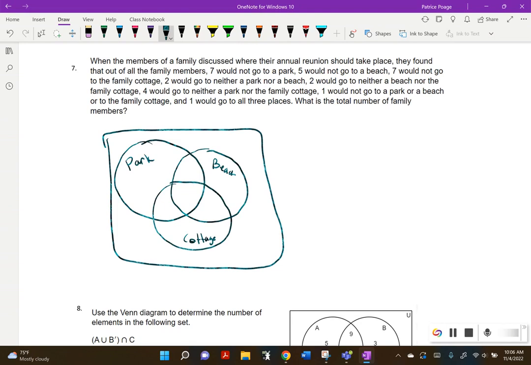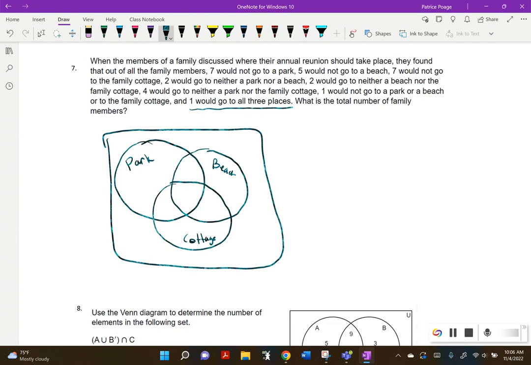And it didn't tell us how many. It says 7 would not go to a park. So that means if you completely cover up park, the other 4 would add up to 7. Can't do that. 5 would not go to a beach. So if you completely cover up beach, the other 4 would add up to 5. So we're not getting anywhere. Let me jump to the end.